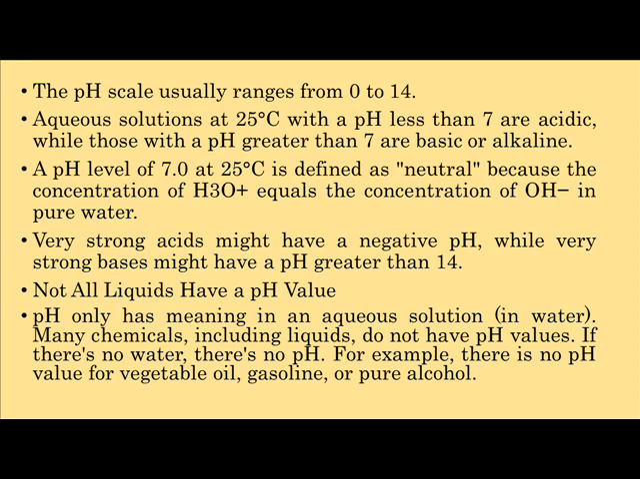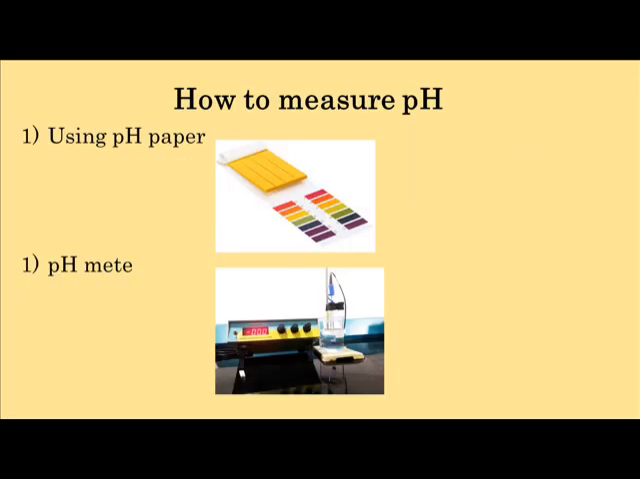Remember that not all liquids have a pH value. pH only has meaning in an aqueous solution. Many chemicals, including liquids, do not have pH values. It means if there's no water, there's no pH. For example, there is no pH value for vegetable oil, gasoline, or pure alcohol because it does not contain water.